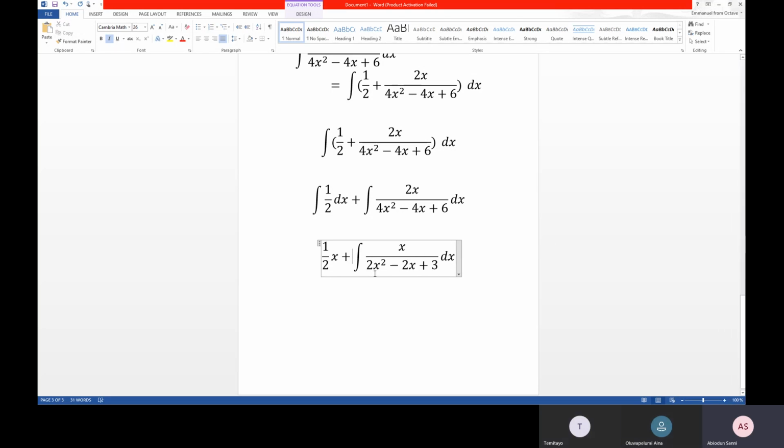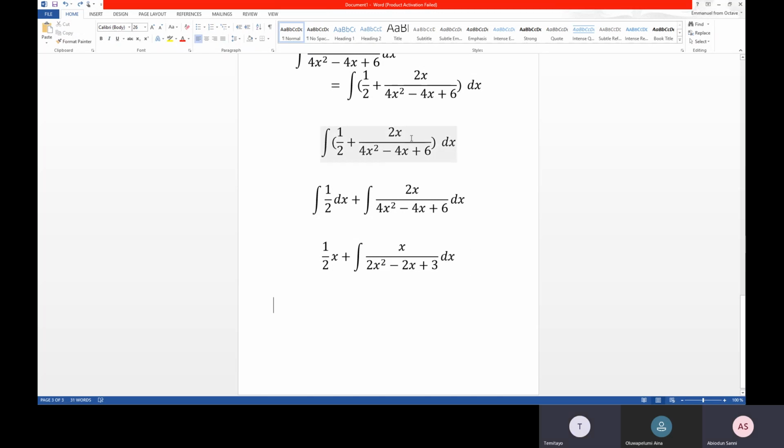Okay, so how do you now solve this one? Now you come back to that logic we told you. If you want to integrate a rational function like this, first of all, is the degree of the numerator lesser than that of the denominator? Yes. Now check the denominator. Can you factorize? No, you cannot factorize. So in this case, we want to do completing the square.